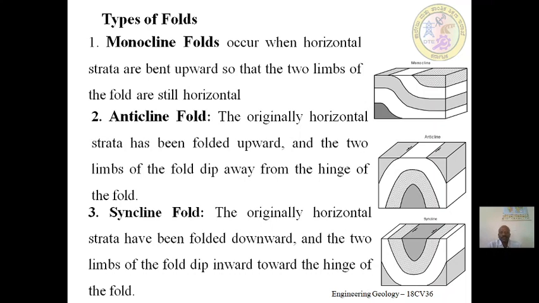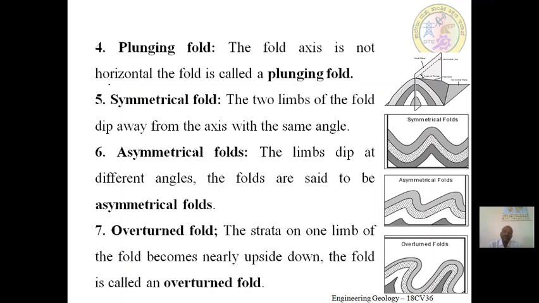Then third one, synclinal fold. It is the reverse of an anticlinal fold. The horizontal strata have been folded downward and the two limbs of the fold dip inward toward the hinge of the fold. Fourth one, plunging fold. If the fold axis is not horizontal, the fold is called a plunging fold.